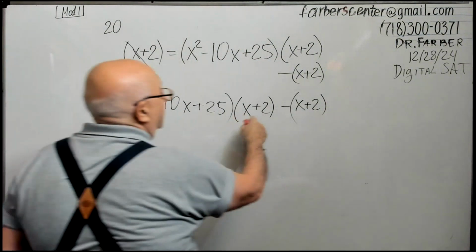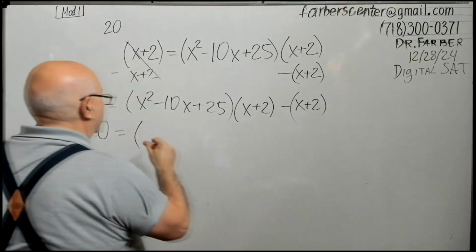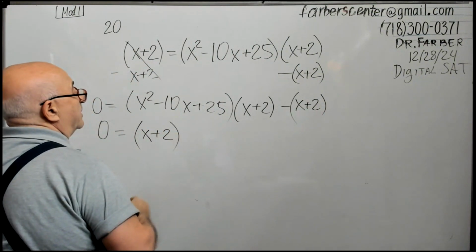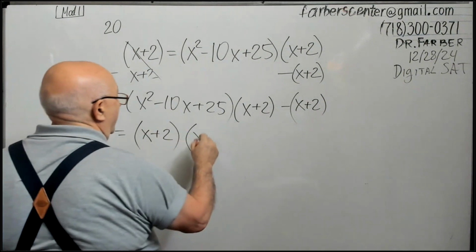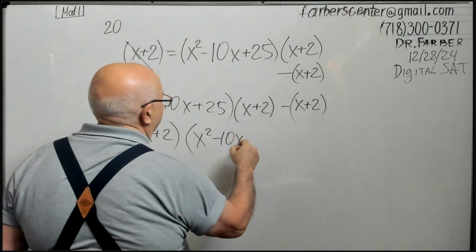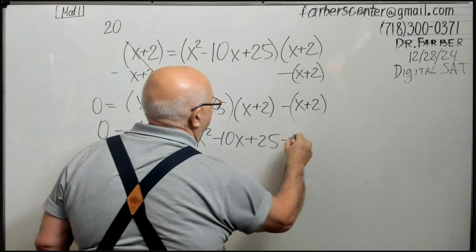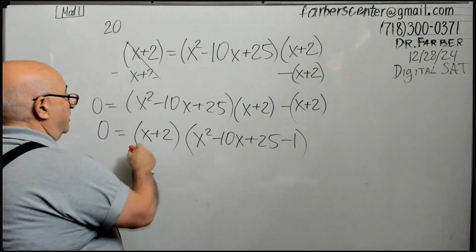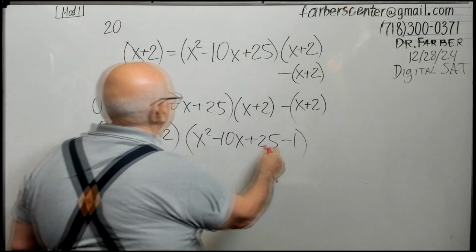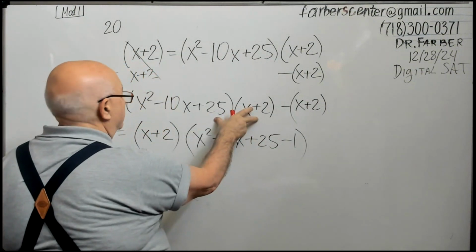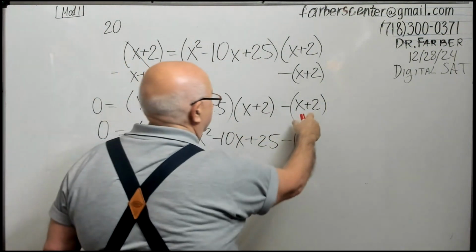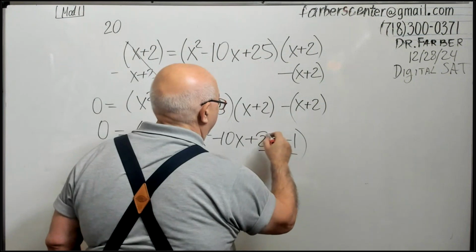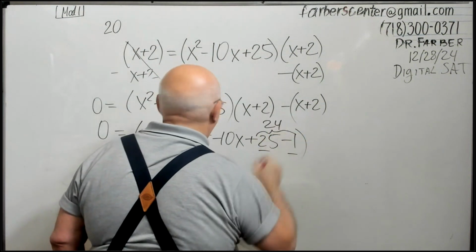I put x plus 2 in front of the parentheses, factorized. And what is left in parentheses? x squared minus 10x plus 25 and minus 1. Check if I did it correctly. If I multiply this by this, I get these terms. This times this, I get this term. Now it's fine. And combining like terms, this will be 24. Beautiful.